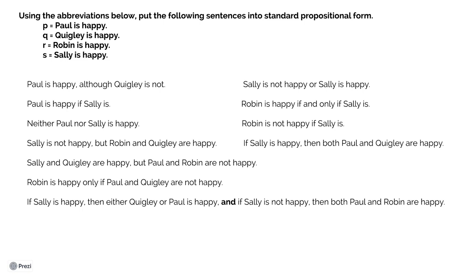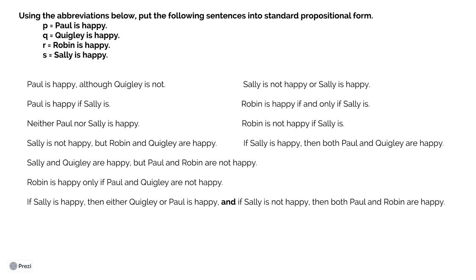Neither Paul nor Sally is happy. Now this one is a little tricky, because you might hear "nor" and think "or." However, "neither nor" is telling you that these two things are together. In other words, you have a set. So "neither nor" means this is not the case and this is also not the case. So we have a conjunction of negations. So our proposition would read not P and not S.